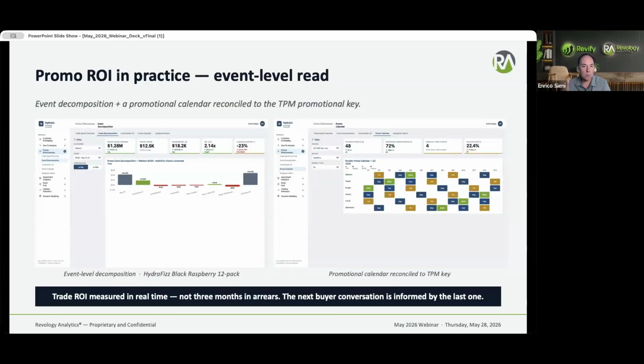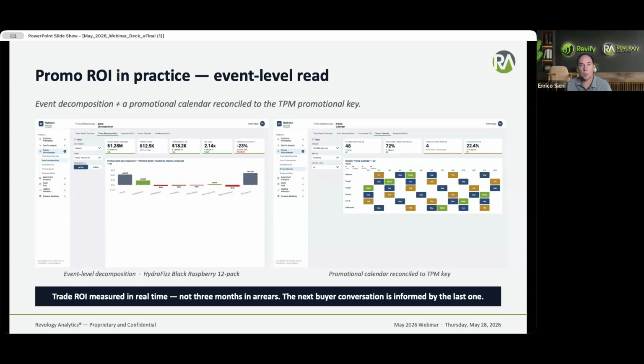If you look at it in practice, this is what one of the visuals we created looks like. The event level decomposition is on the left, and the promotional calendar reconciled to the trade keys on the right-hand side. Of course, each company likes to see these in slightly different ways, but this is a pretty effective way of taking a single event apart. You take your gross sales, your promo spend, incremental margin, ROI, and even the cannibalization percentage, and then see the whole calendar across retailers with conflict risk events flagged for visibility.